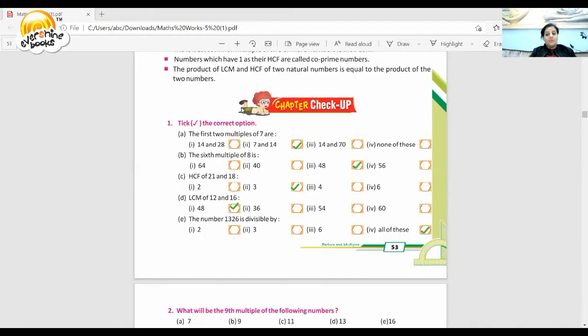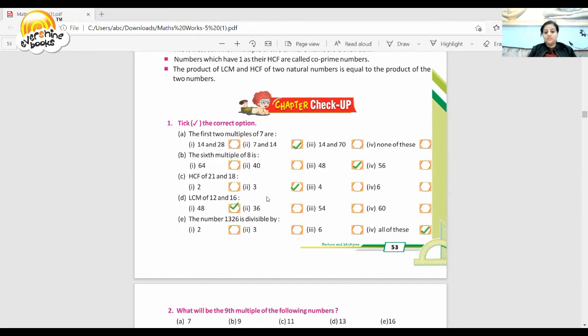Yes, we have come to the end of our fifth chapter. In that, the fourth chapter is done, 4.5 is also done. And now we will do the chapter checkup. In that, the first two multiples of 7 are 7 into 1 and 7 twos are 14. The sixth multiple means 8 sixes are 48.